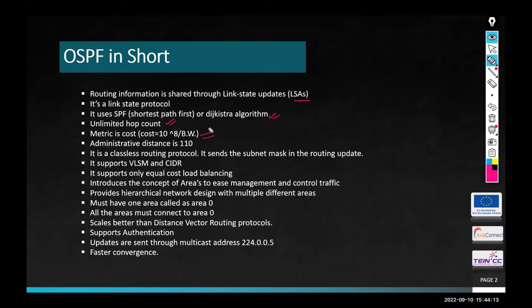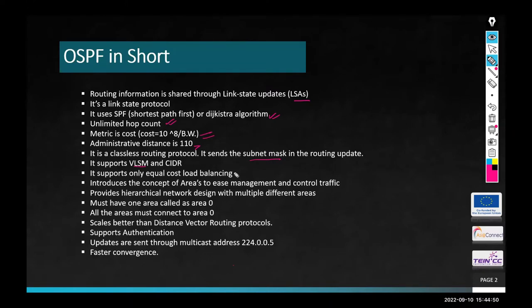As we know, EIGRP uses bandwidth, delay, load, reliability, and other things. The administrative distance of OSPF is 110. And it's a classless routing protocol. What is a classless routing protocol? When it sends update information to its neighbors, it also sends the subnet mask along with the IP address, which means VLSM, variable length subnet mask, is supported.